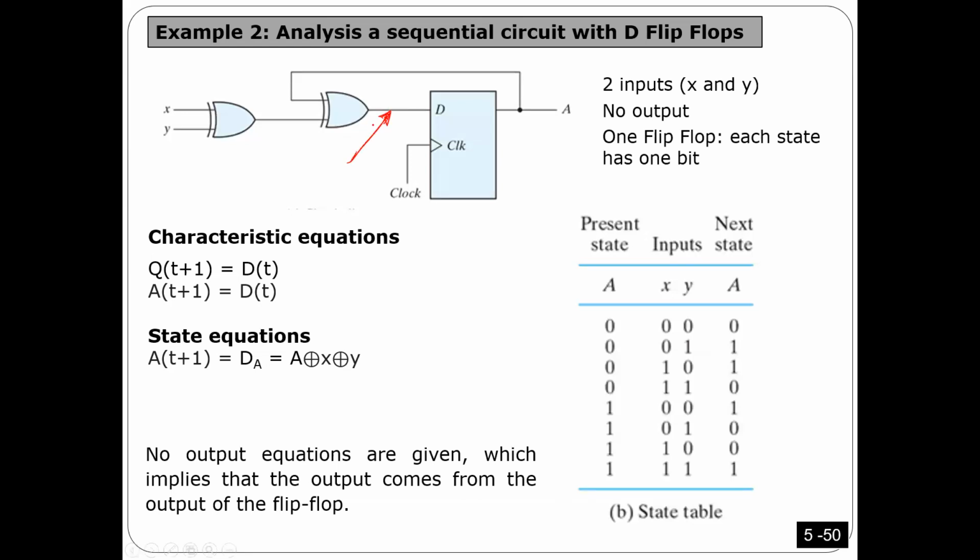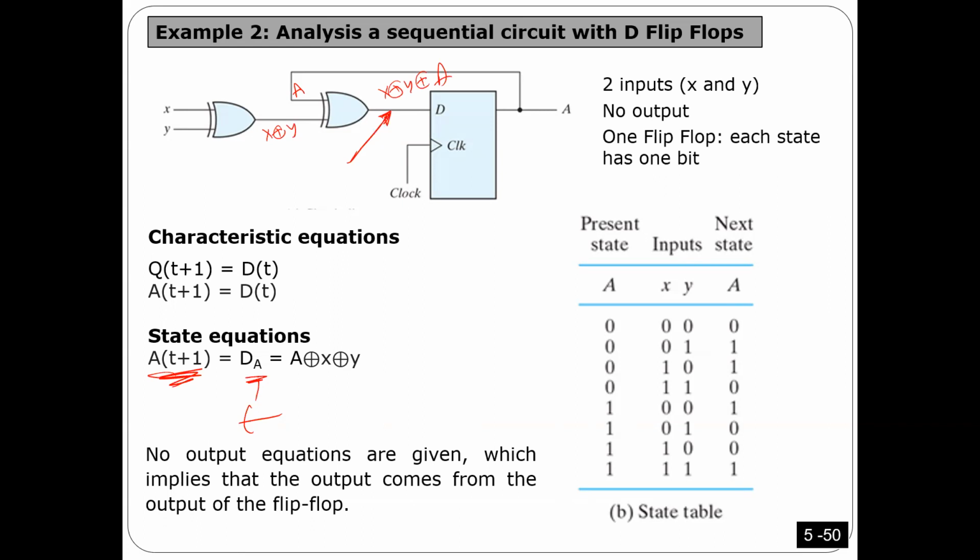Okay. So all I'm going to do is get the value here, because this value will be the state equation, the output here. So the output here is equal to D of A at time t. And this one, you have here A, and here X XOR Y. So this one actually becomes X XOR Y XOR A at D. And this value at time t is going to be this value at time t plus 1, because this is a D flip-flop.